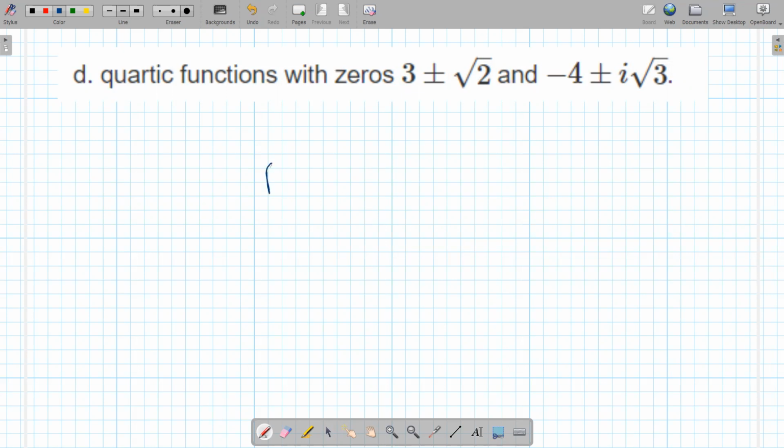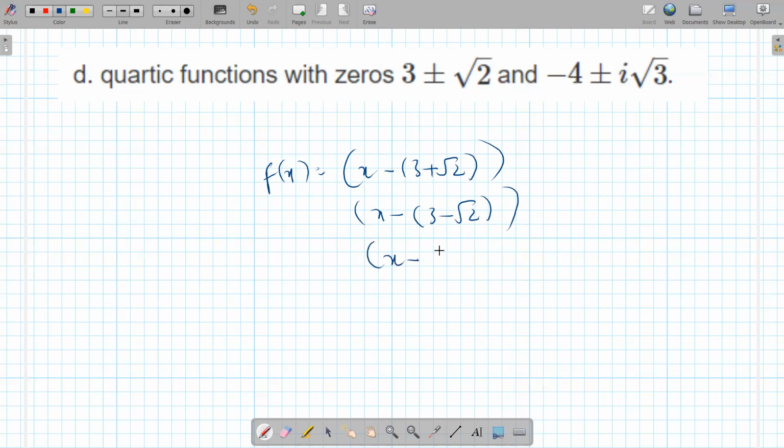So it's going to be this. I'll give you the answer. It's a little bit tricky, but it's not really. We always do x minus something, right? So the first zero is x minus 3 plus square root of 2 times x minus 3 minus square root of 2. Those are the two real zeros. Now I'm just going to plug in the other two complex zeros. x minus, always x minus, minus 4 plus i root 3, and then x minus 4 minus i root 3. And there we go. That's the answer to this question.